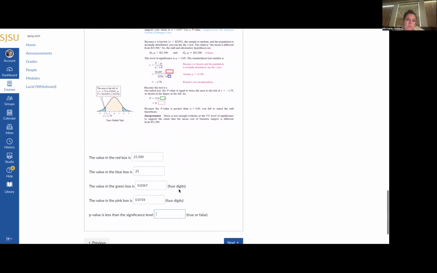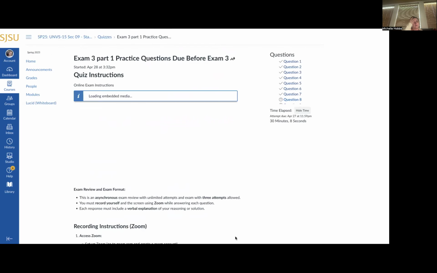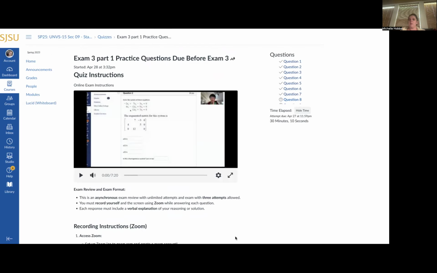The p-value is... wait, the significance is... because the p-value is greater than... oh, it says the p-value is less than, so that's a false. It's always hard to figure all these placements out.